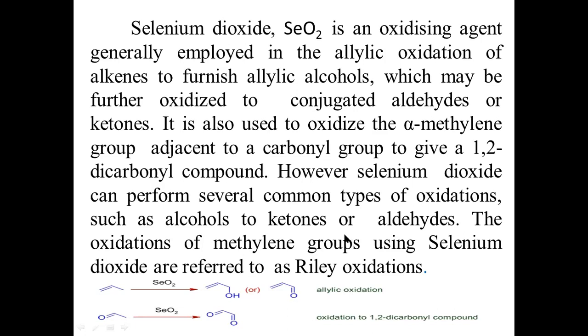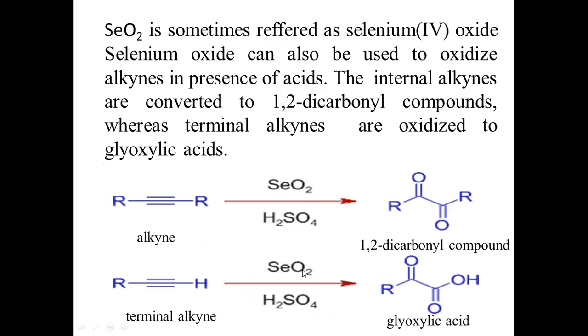Now, let us see what we call the oxidation of the methylene group in presence of selenium dioxide in this case. We generally call this relay oxidation. The oxidation of methylene groups using selenium dioxide is referred to as relay oxidation. Now, selenium dioxide is also commonly referred to as selenium 4 oxide. The oxidation state of selenium in this case is +4. Selenium dioxide can also be referred to as selenium 4 oxide.